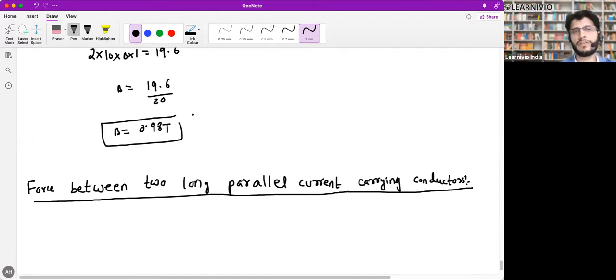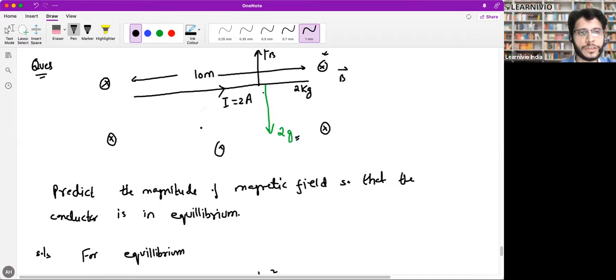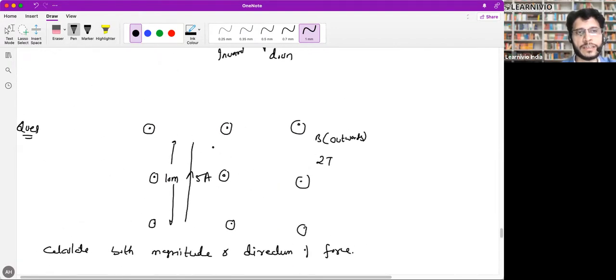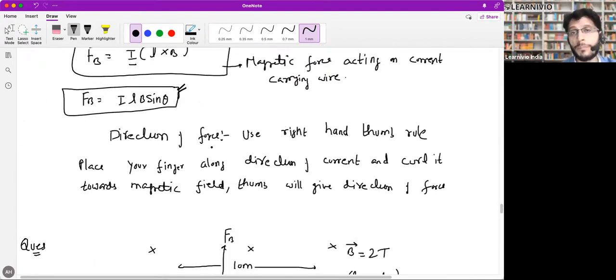So for this derivation, you should know a few concepts. First thing is, if you place a conductor in a magnetic field, then the magnetic field will exert force on the conductor, and that is ILB sine theta. Remember, for this force ILB sine theta, magnetic field is necessary. It is the magnetic field which is applying this force. If there is no magnetic field, there is no such force.